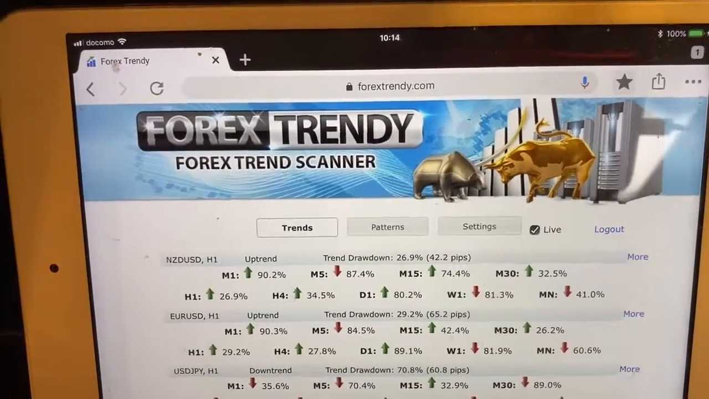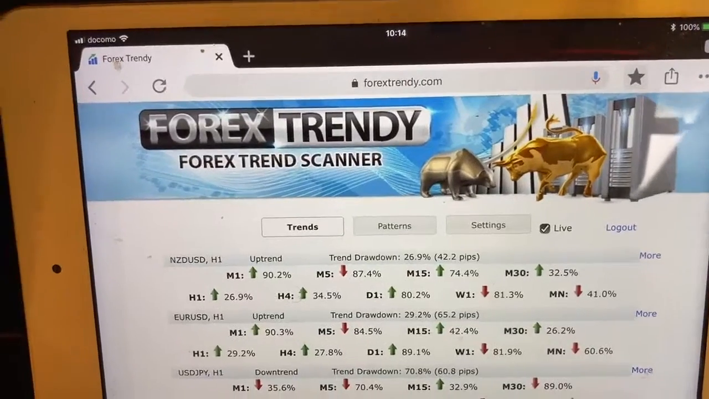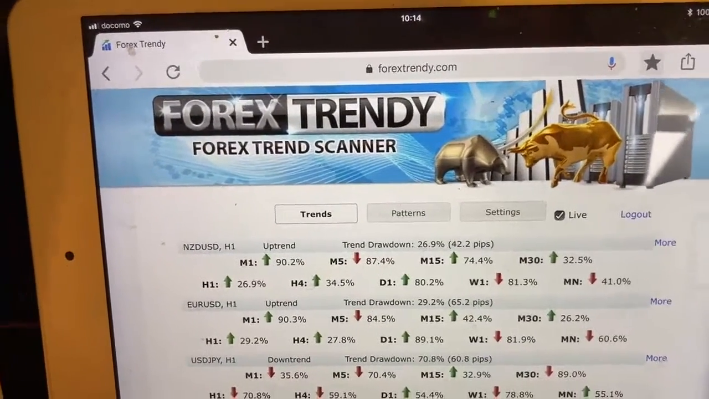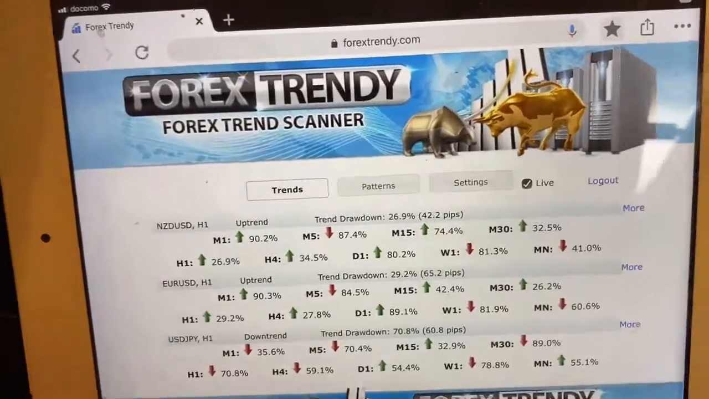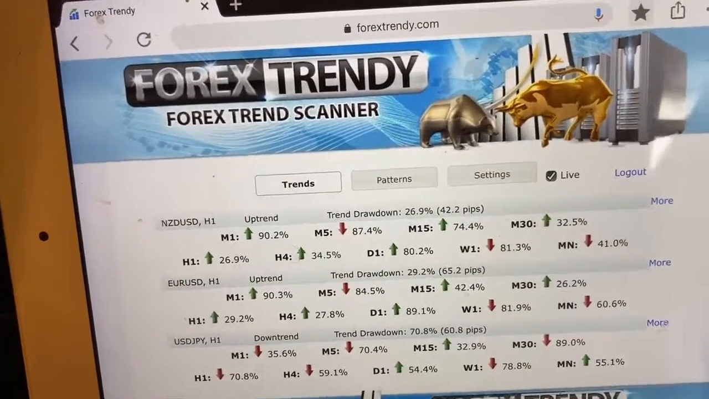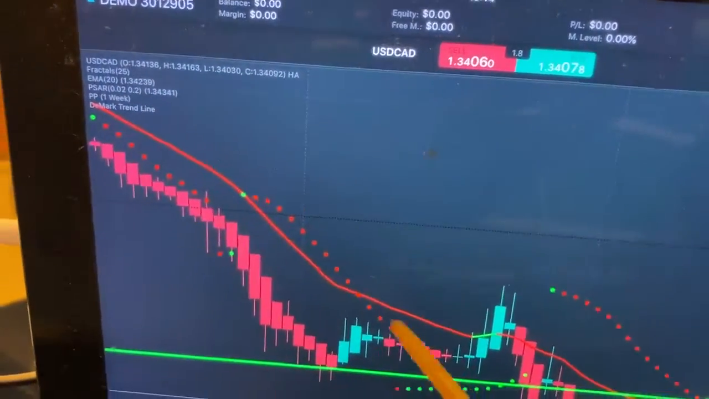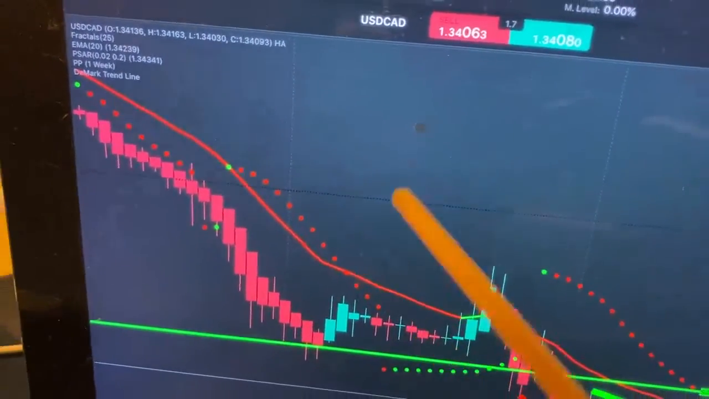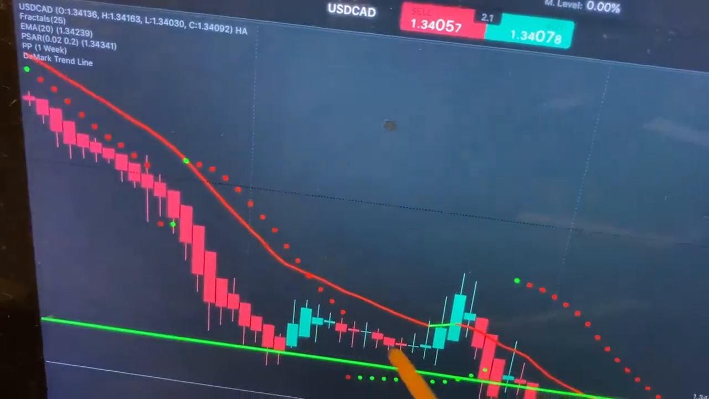Let's go and see USD CAD, a good example of a trending downtrend. Okay, I see it. Now, USD CAD is a good example of a trend going down right now. Like I told you on the uptrend, you wait for red on the low, but now it's a downtrend.